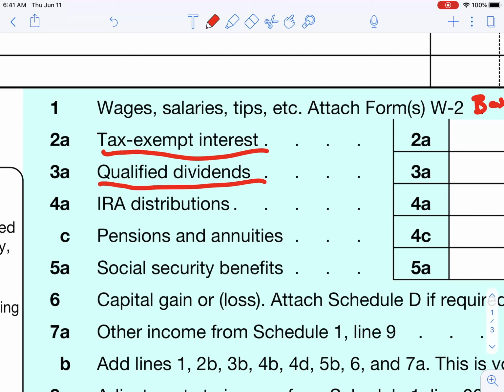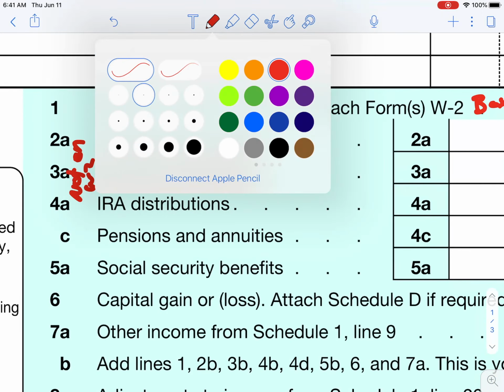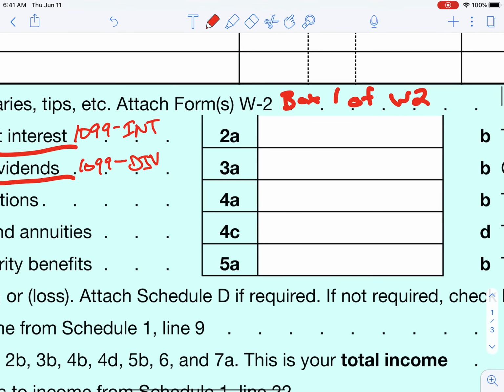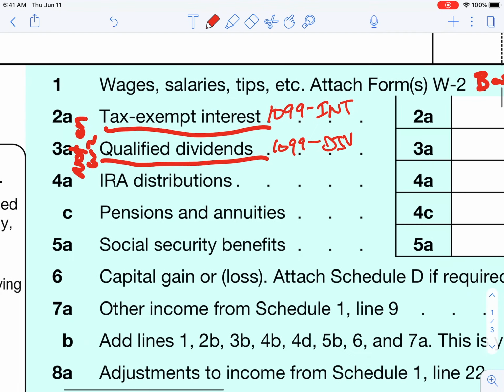Now the next couple things. Tax exempt interest. Qualified dividends. Those are other incomes that you might get, but they will not be found on the W-2. Tax exempt interest would be on the 1099-INT. Qualified dividends would be on the 1099-DIV. And when we look for Boris, there's nothing of that for him. So Boris is 0, 0.